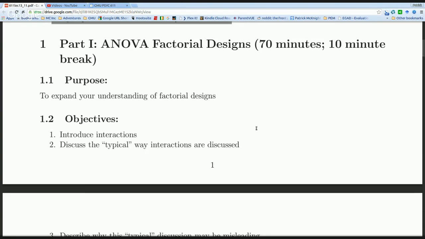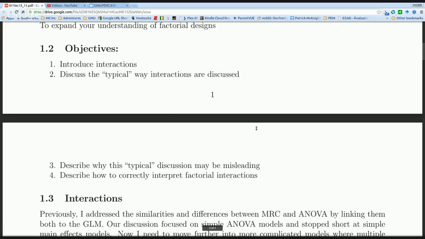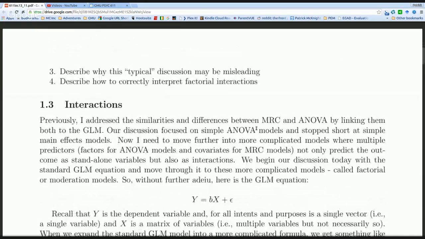So this first part really is going to be focused on factorial designs, which introduces the concept of moderated effects or interactions. What I'm going to describe is how interactions are typically discussed, and then how the typical discussion may be misleading, and then how to correctly interpret factorial designs and specifically interactions.